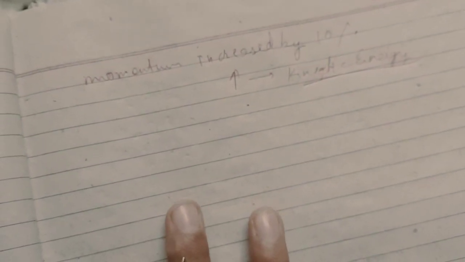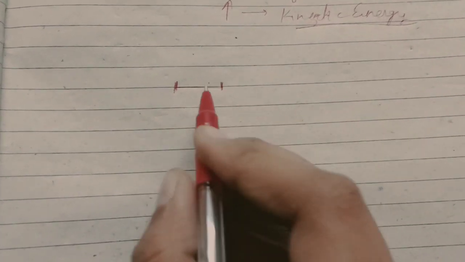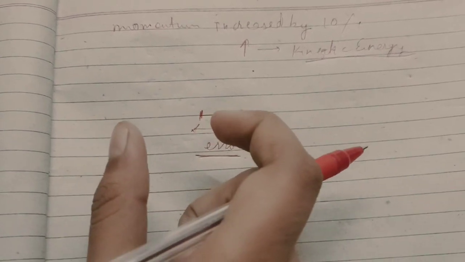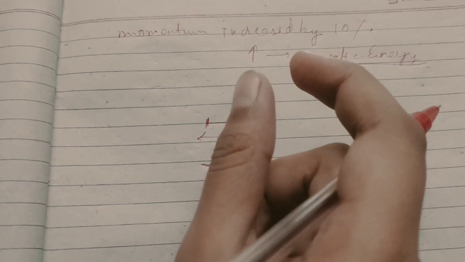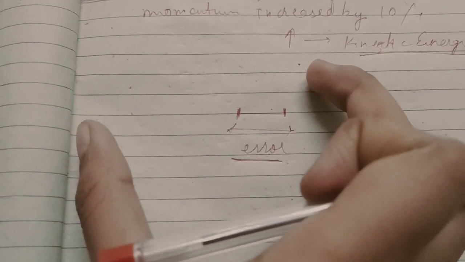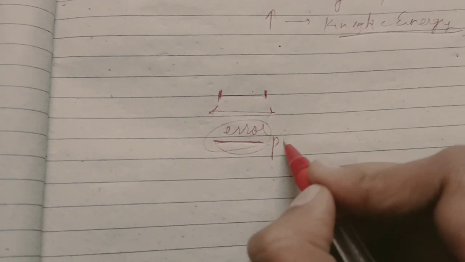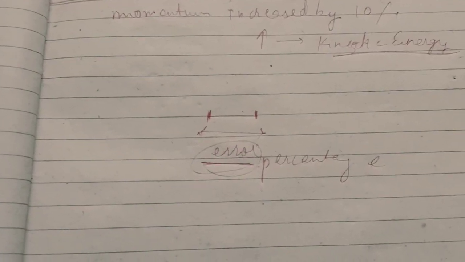Here I need to tell you one more concept: if there is any value and it gets increased by 10%, this 10% is error. You may consider this 10% as error, because there is this value and it gets increased by this, so this increased value of 10% is divided by the total and multiplied by 100 to get that error percentage. So this 10% is the error.